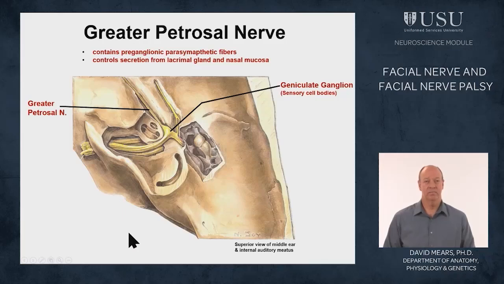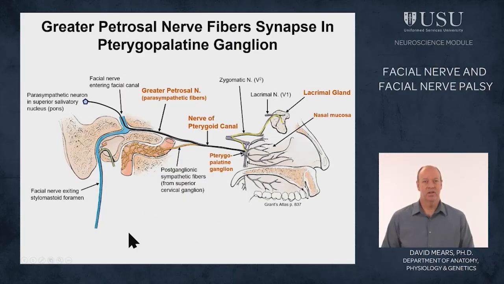This slide shows schematically the very complex course by which we get parasympathetic innervation to the lacrimal gland and the nasal mucosa. You certainly don't have to memorize this entire slide. The names of the structures that you probably want to remember, and we'll hear about again as we go through the module, are shown in red.